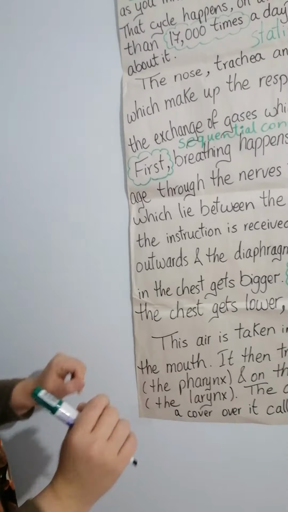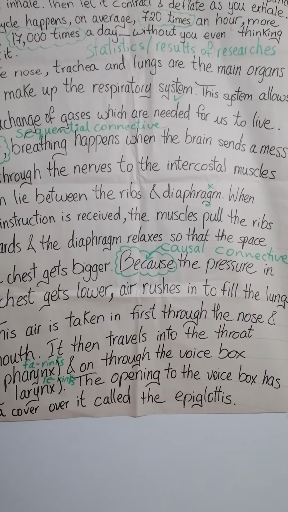And on through the voice box, which is the larynx. And I wrote it like this on a piece of paper that you can't see, but I decided to be honest about it. It might be a learning tip for someone. So this is pharynx and this is larynx. The opening to the voice box has a cover over it called the epiglottis.